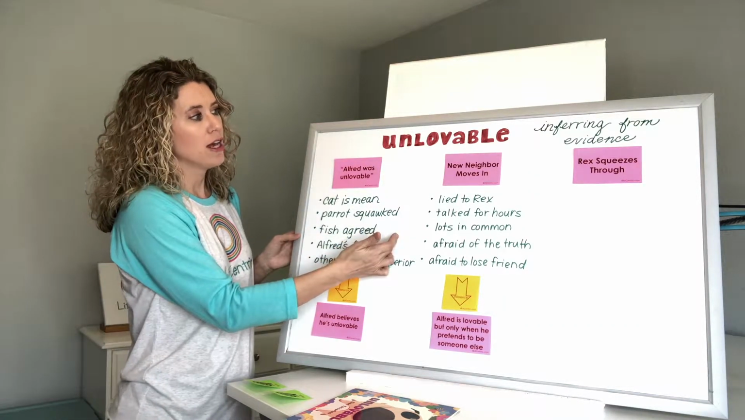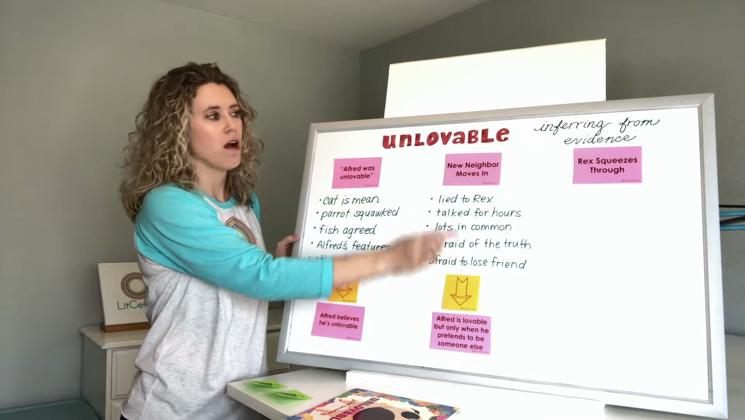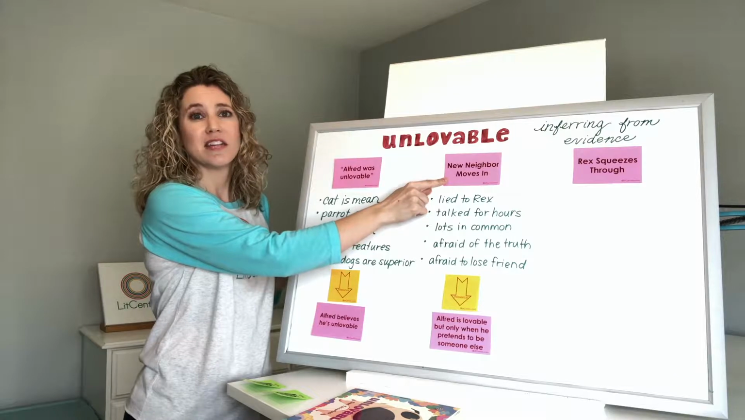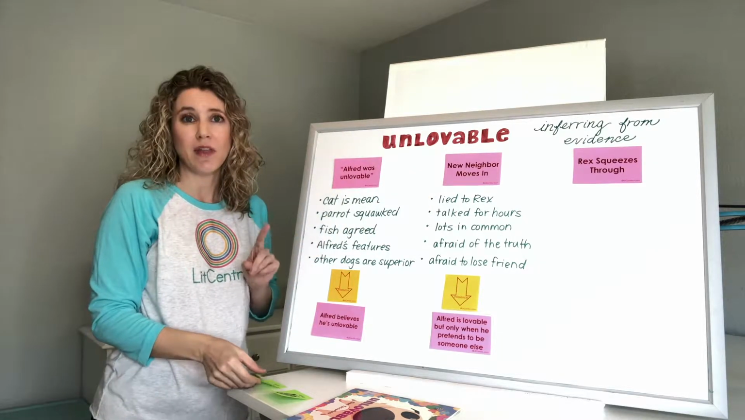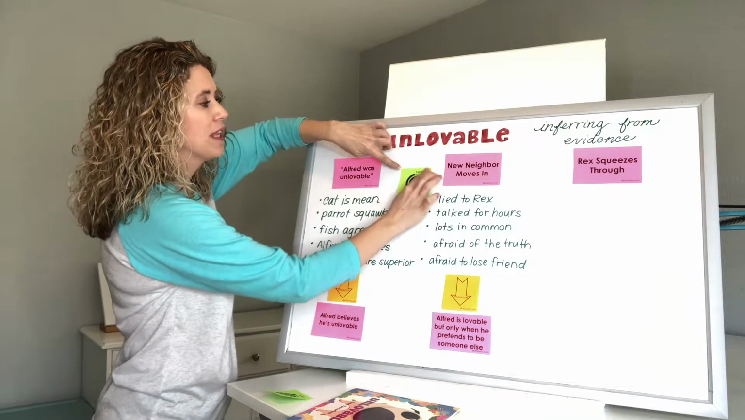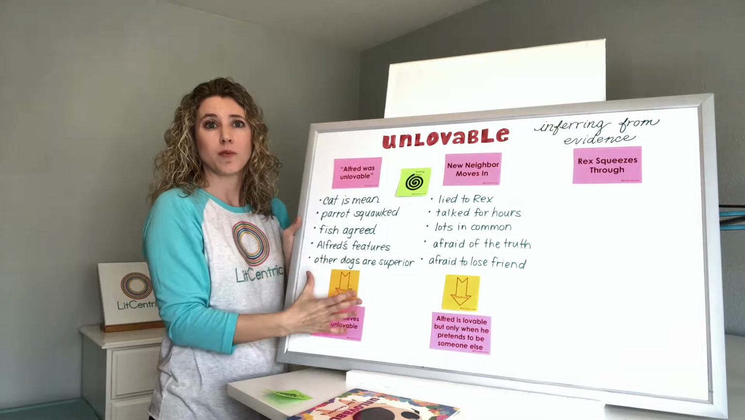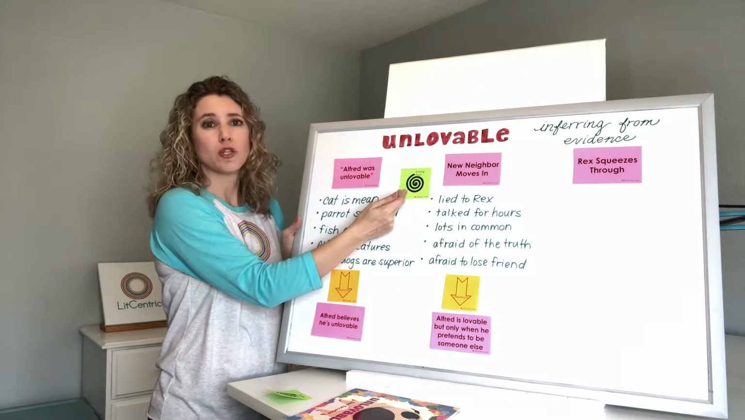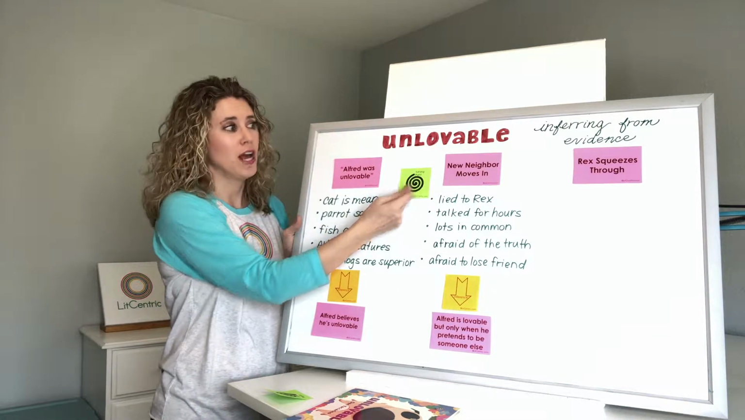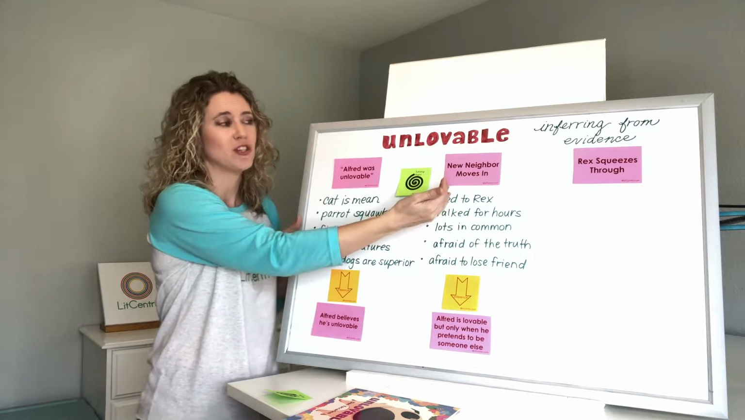Moving on, before I move students from this column into filling out the next column, I would take a look at this idea that the new neighbor moves in, and I want to label that in a special way, and I've got a sticky note for that. This label lets us know that now we've got a turning point. Alfred believes he's unlovable. We've got evidence of that. Now the story is about to take a significant turn, and this is the event that turns it in a different direction. So I'm trying to explain that to my students.